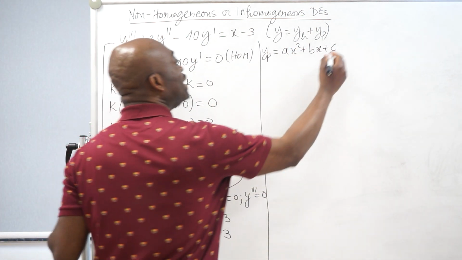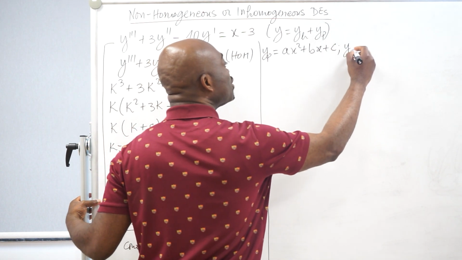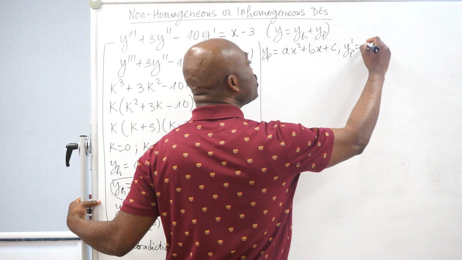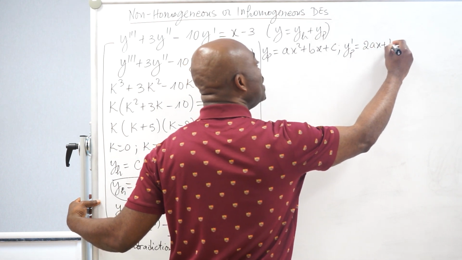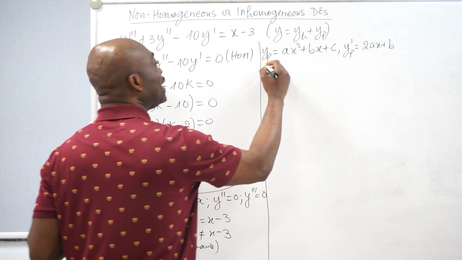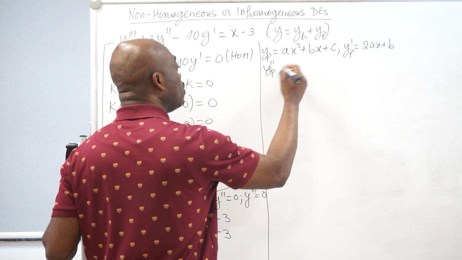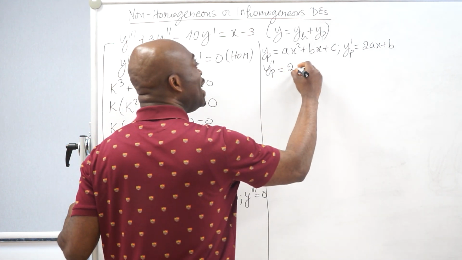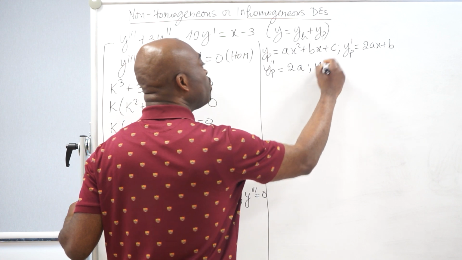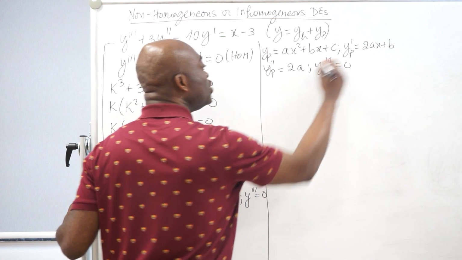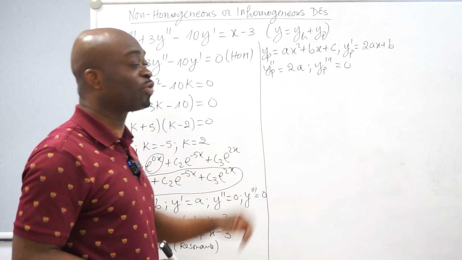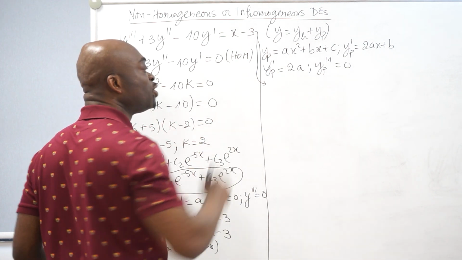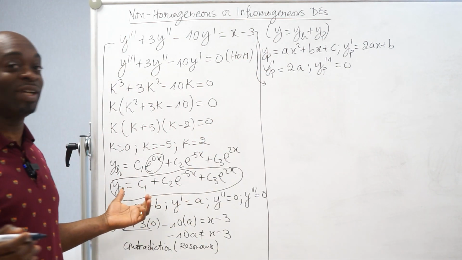And then, again, we have to find y sub p prime. Our y sub p prime gives us 2ax plus b. And then y double prime is going to give us 2a. And then the triple prime gives us 0. Okay, so those are the three that we have. So now we go back to our original equation and substitute back in. You see how it works?